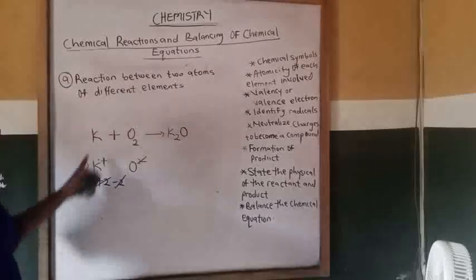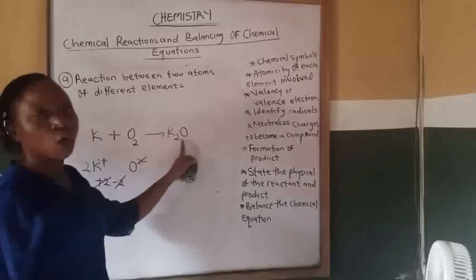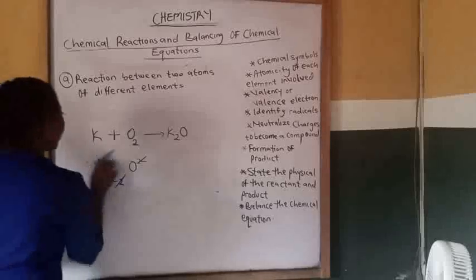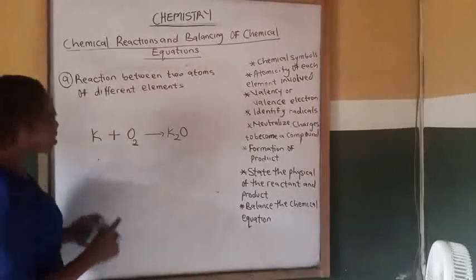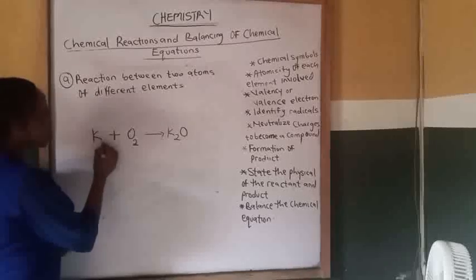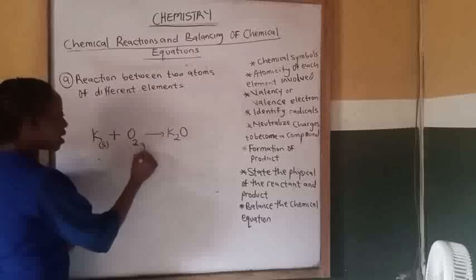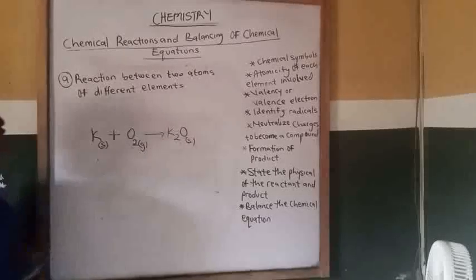So which means that when potassium reacts with oxygen gas, we get what? Potassium oxide. So that is the product formed. Then after that, we assign their physical states. Potassium is a metal, so it's in solid form. Oxygen is a diatomic gas, that is gaseous, while this one is in the form of solid.